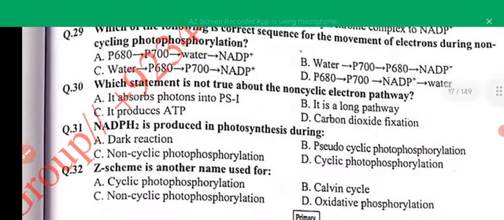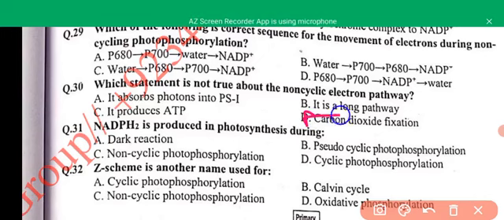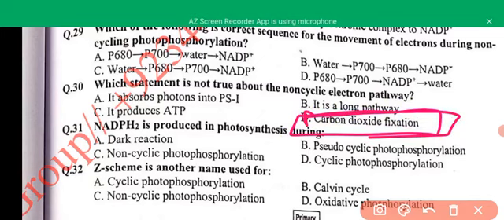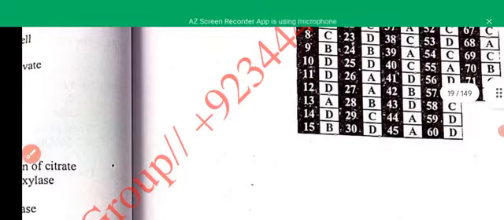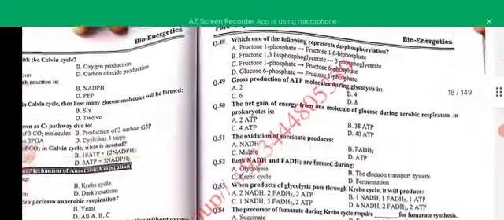Which statement is not true about non-cyclic electron flow? It absorbs photons in photosystem 1, yes. It produces ATP, yes. It is a long pathway. Carbon dioxide fixation? No, carbon dioxide is not fixed here. Carbon dioxide is fixed in the dark reaction, the Calvin cycle. So for question 30, the best option is D.